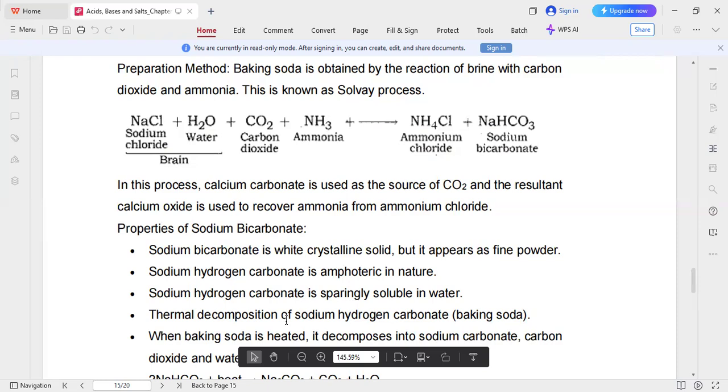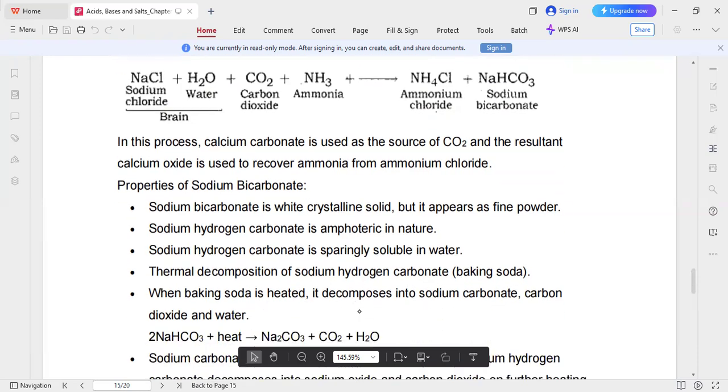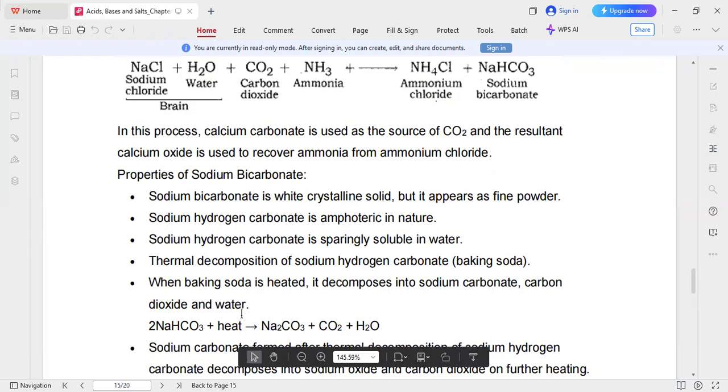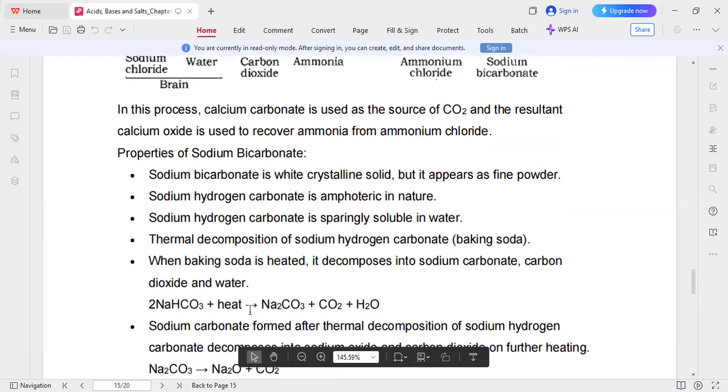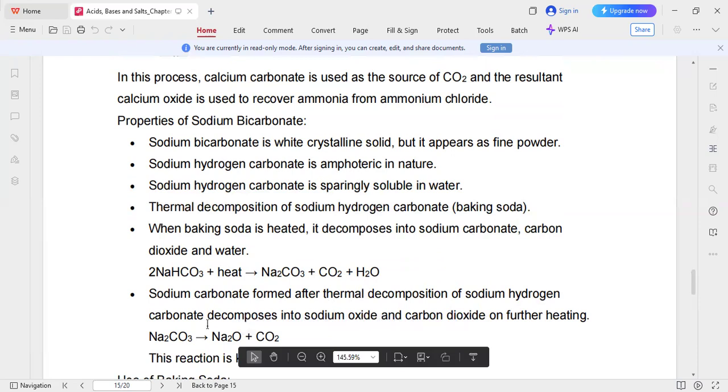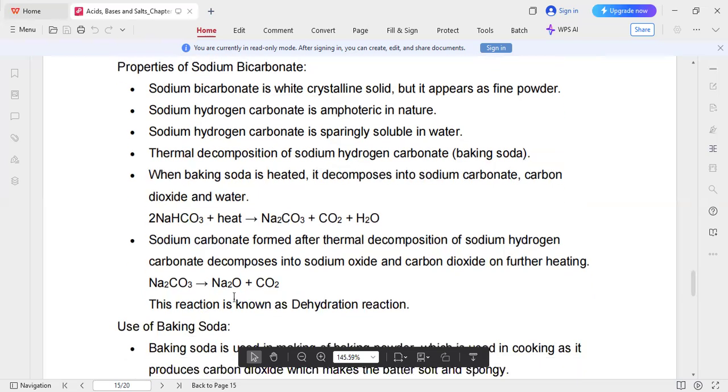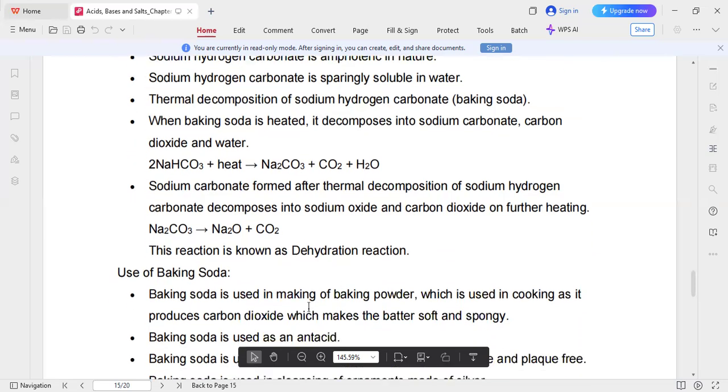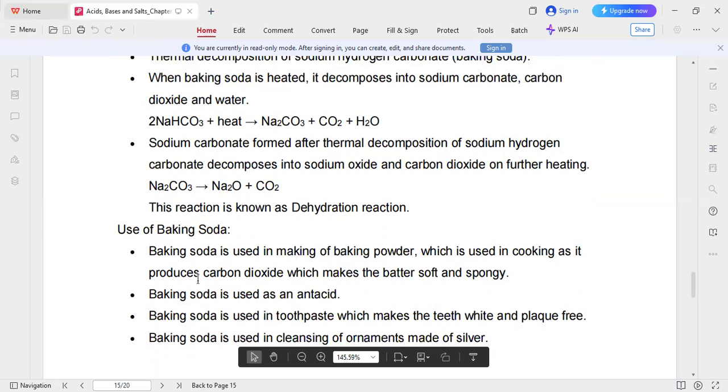Next, thermal decomposition of sodium hydrogen carbonate, that is baking soda, what will it give you? When baking soda is heated, it decomposes into sodium carbonate, carbon dioxide, and water. You can see here, children, 2NaHCO3 plus heat gives you Na2CO3 plus CO2 plus H2O. Next, sodium carbonate formed after thermal decomposition further decomposes into sodium oxide. Once you heat sodium carbonate, it gives you Na2O plus CO2. This reaction is known as dehydration reaction. Is it clear?